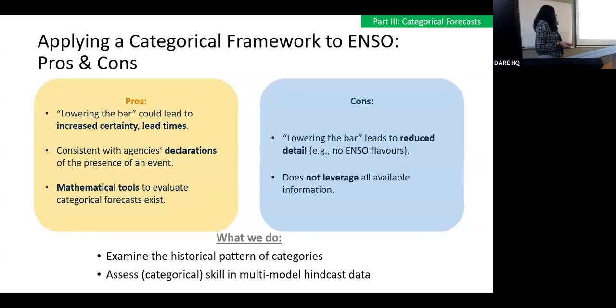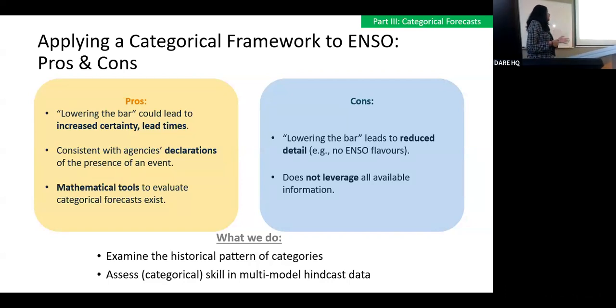There are pros and cons to doing this. We're essentially lowering the bar for what we want our model to be able to forecast. So this means that's reduced detail. So if you're interested in the exact spatial pattern of El Nino, you might lose that. And it doesn't really leverage all the possible sources of information.